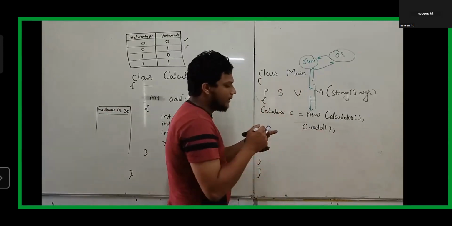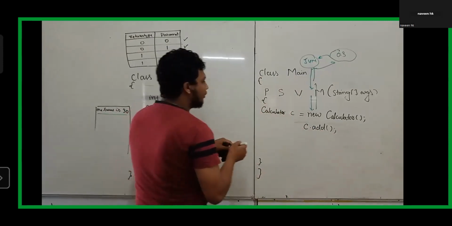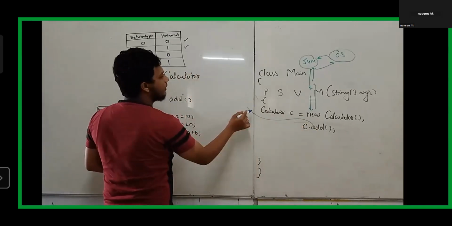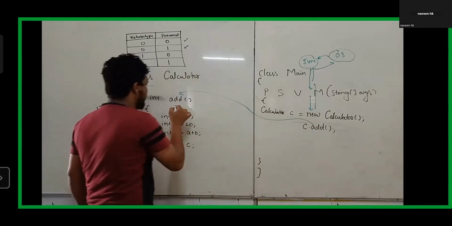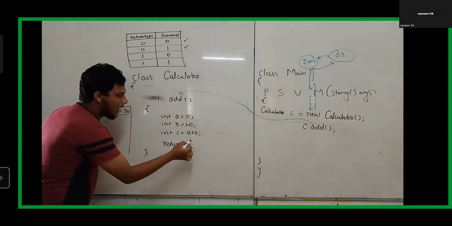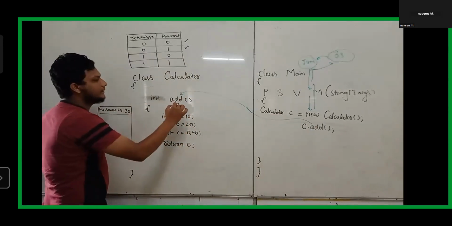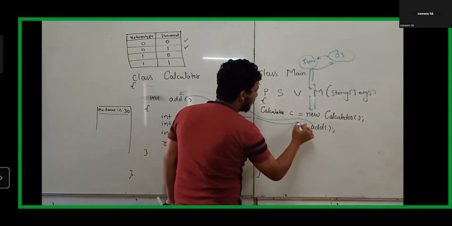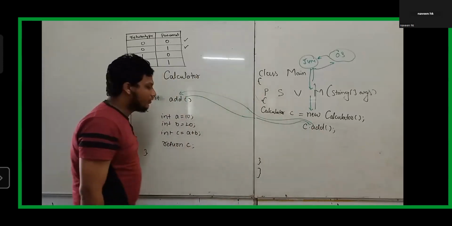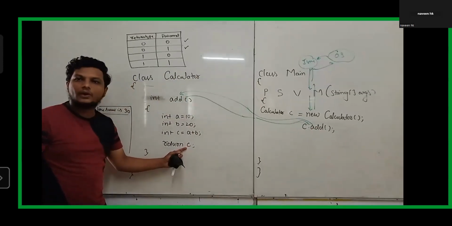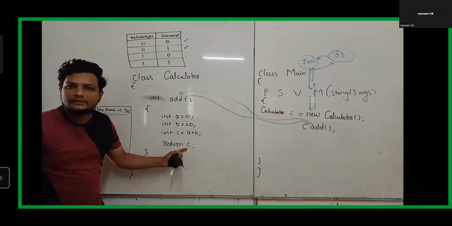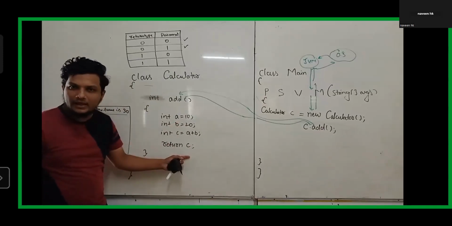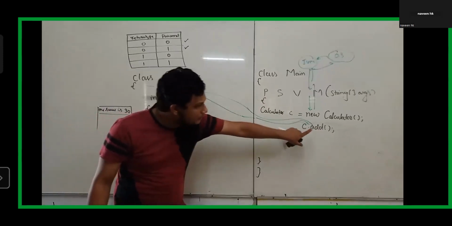Then what will happen? Immediately the control from here will go to the add method. It will perform the addition and take some data. What is that data? It will take it and come back to the same place from where it was called. What is it bringing now? C. What does C contain? The addition of two numbers, which is 30. Now whatever data is coming is present in C.